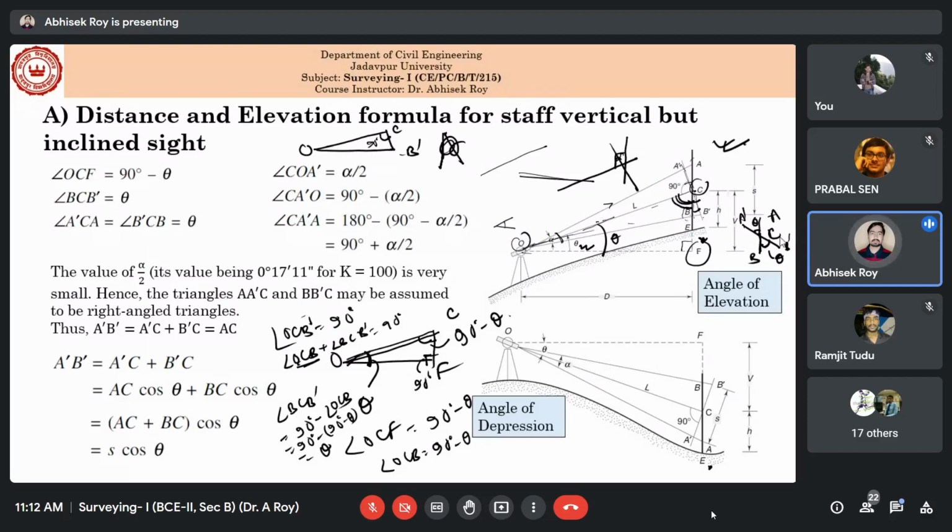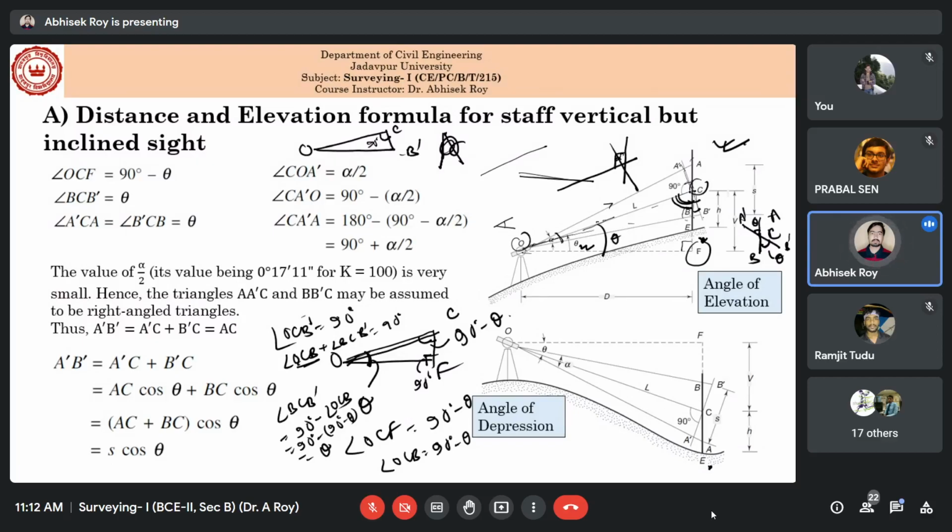Now, if you have understood this, that means this smallest part of the angle is theta, this smallest angle is theta. Then we will move to these triangles, COA dashed, all this. Okay, so now we have got this information.